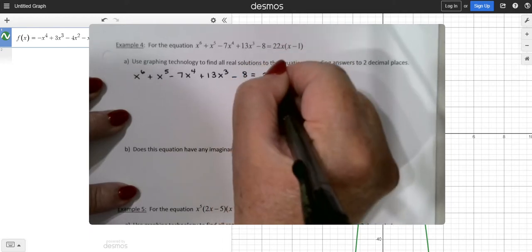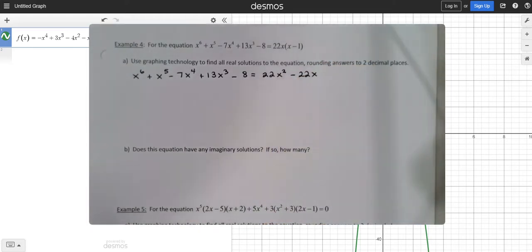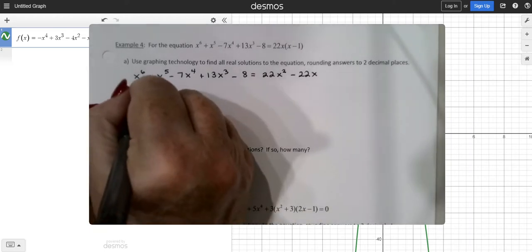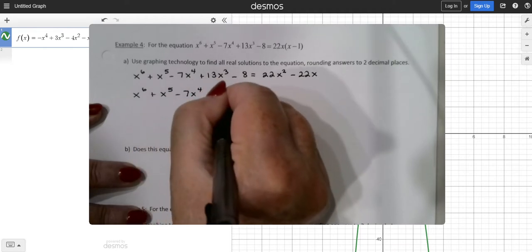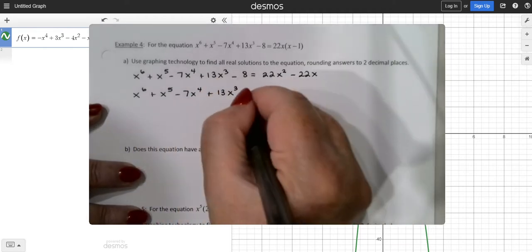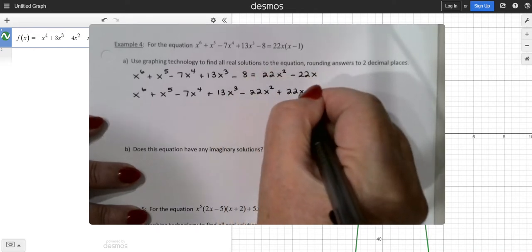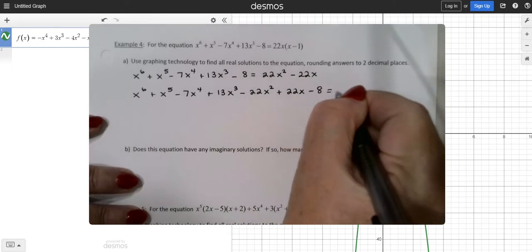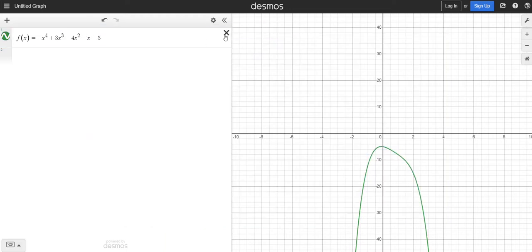The other side would be 22x squared minus 22x. So if I take these 2 terms and bring them over to the left side to get the 0 that I would like, let's see, right in there I could put my negative 22x squared, and that'll come over as a positive 22x, and then finally that minus 8. So I got this great big long 6th degree polynomial here. And I'm going to go ahead and type that in, see what the equation graphs like, or what the function graphs like.